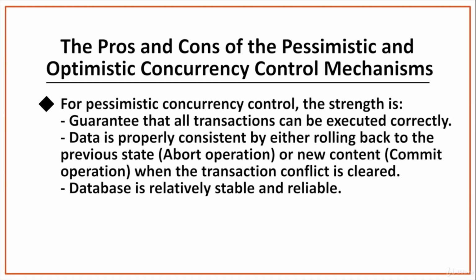For pessimistic concurrency control, the strength is the guarantee that all transactions can be executed correctly. Data is properly consistent by either rolling back to the previous state, the abort operation, or new content, the commit operation, when the transaction conflict is cleared. The database is relatively stable and reliable.